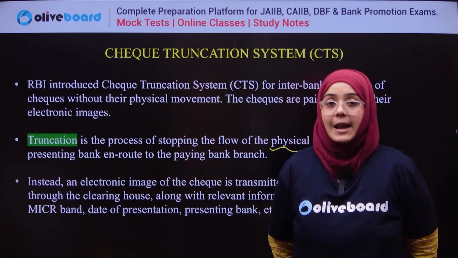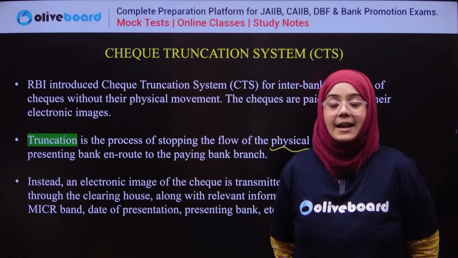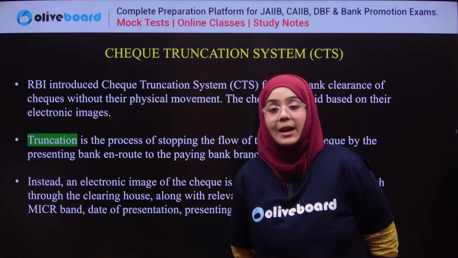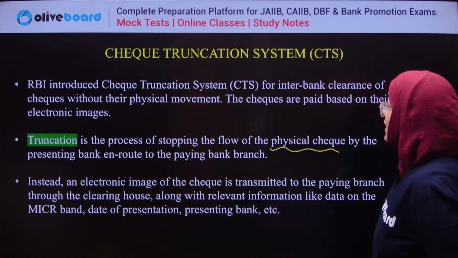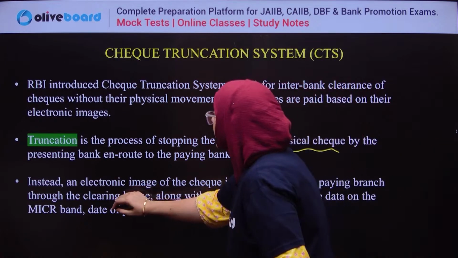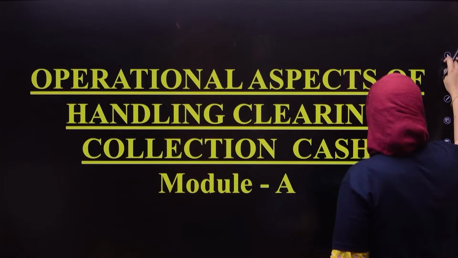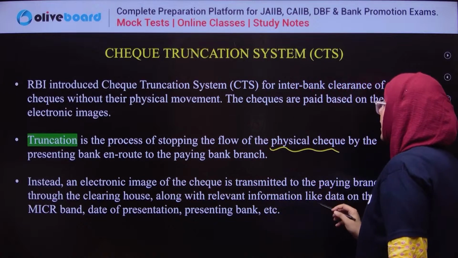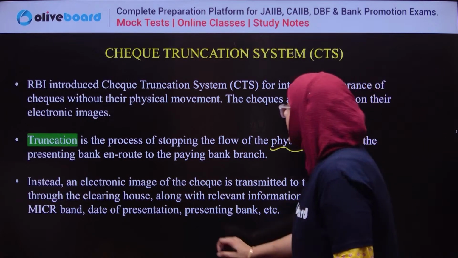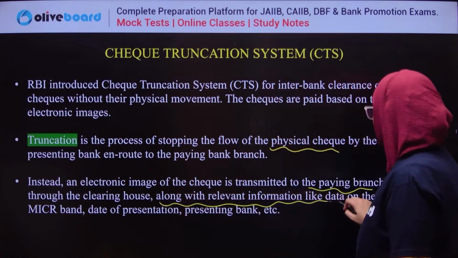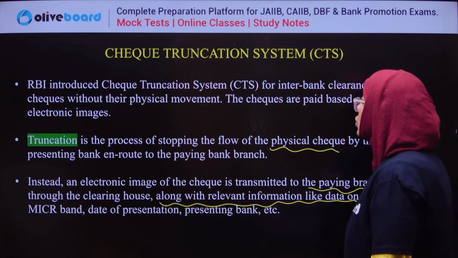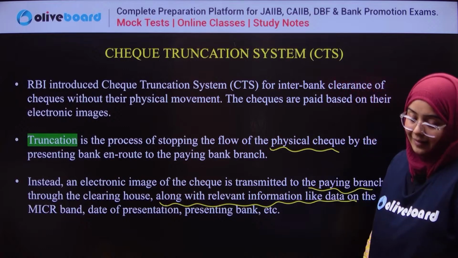Only the electronic image or the scanned image of the check is moved in the whole process of the check clearance system. Instead, an electronic image of the check is transmitted to the paying bank through the clearing house, along with the relevant information like data on the MICR band, the presenting bank, etc.